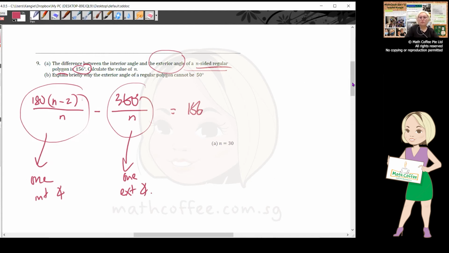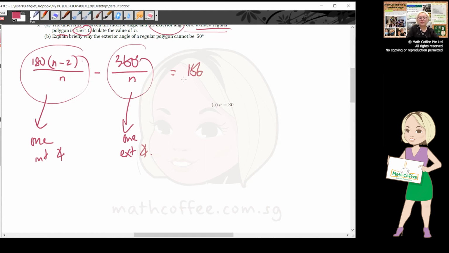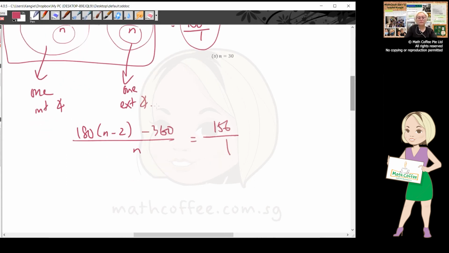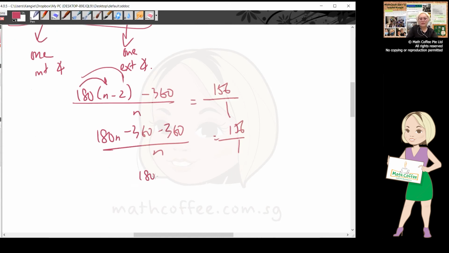Okay, so how do you solve this equation? First, this one is 156 over 1, a single fraction already. So you need to simplify this into a single fraction. You have to combine into the same single fraction, so you change to the same denominator. Just nicely it is already the same denominator, just combine it. So it will be 180(n minus 2) minus 360 over n equals to 156 over 1. So this will be 180n minus 360 minus 360 over n equals to 156 over 1. So this will be 180n minus 720 equals to 156n.